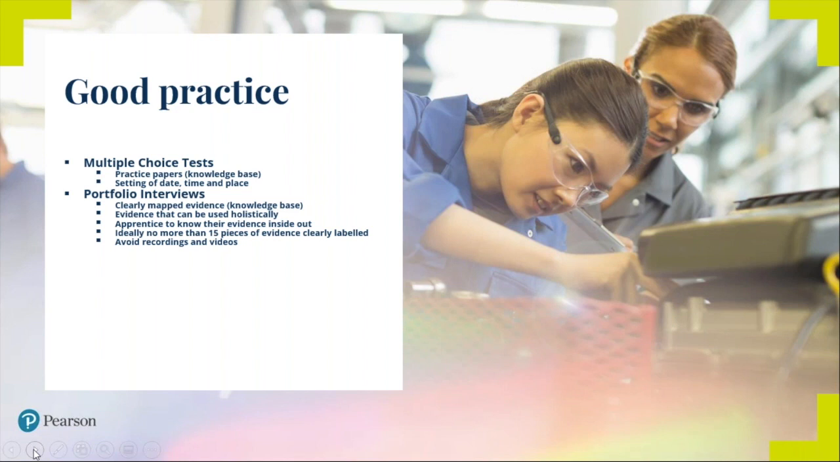And if the evidence is clearly labelled against their mapping grid, there should be no problem being able to find it digitally, or if they want to use a hard copy, they can. This also links to recordings and videos. Now, recordings and videos are fantastic evidence, however, they can be time-consuming to use. So if they are going to use recordings or videos, they need to be clearly time-stamped, and the apprentice needs to be able to show that evidence exactly where required when requested. Recordings and videos aren't always the best pieces of evidence for this due to the time restraints that we have.